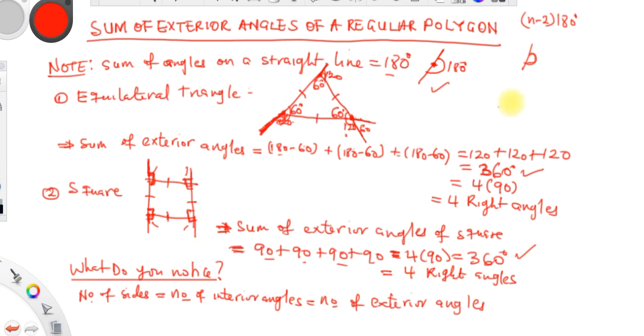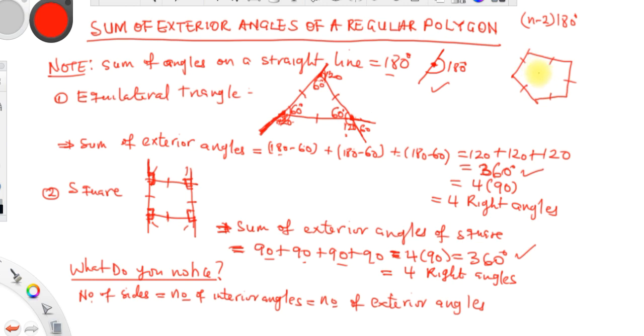Okay. So let me add a pentagon for you to see that in general, the definition. In general, the sum of the exterior angles of a regular polygon. If you take a pentagon, you have a pentagon like this. Okay, pentagon. This is pentagon 1, 2, 3, 4, 5.